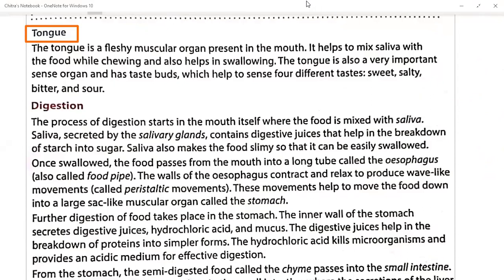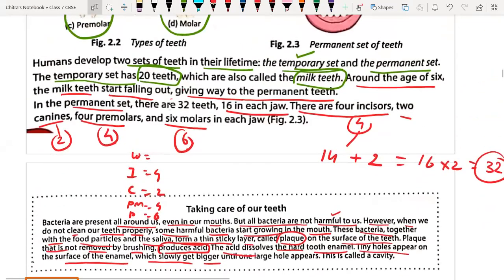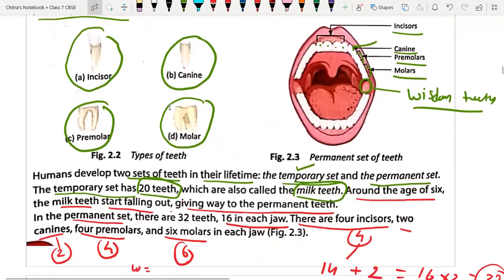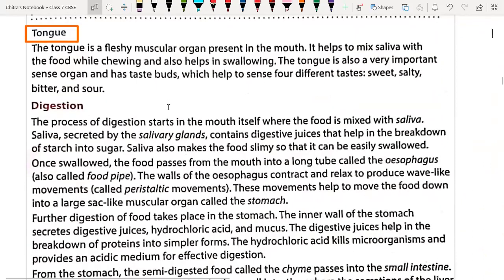So in the last lecture, we already started the ingestion process. In this, we discussed the types of tooth. Today we are going to start from the tongue, and then we will cover the digestion part. So, what is tongue basically? Tongue is nothing but a muscular organ.